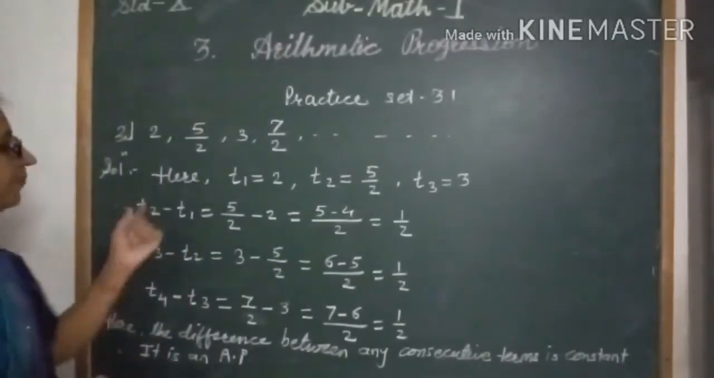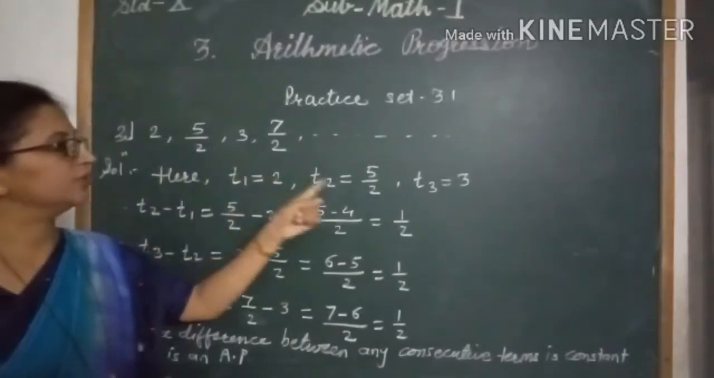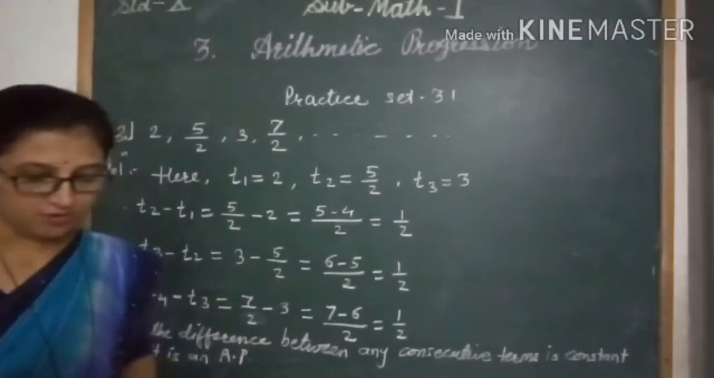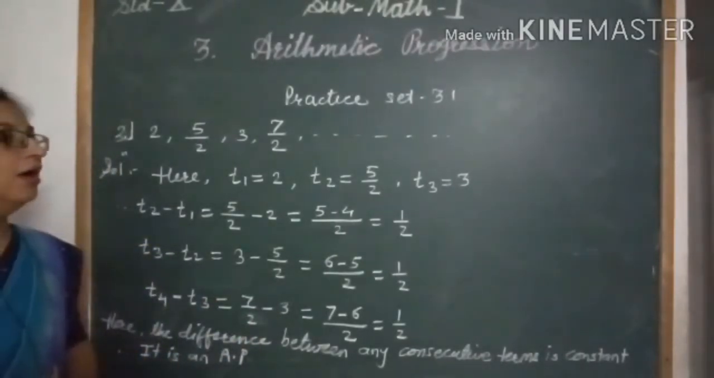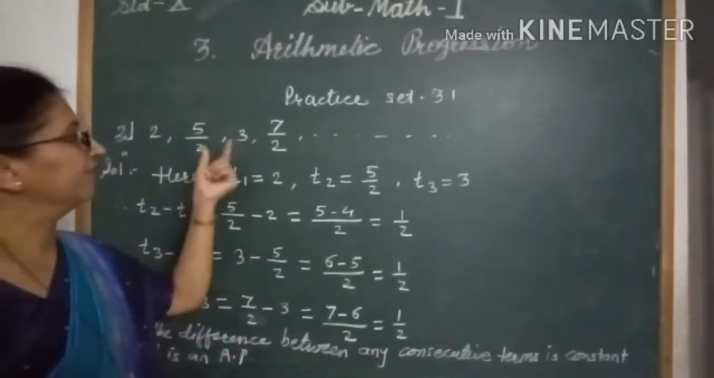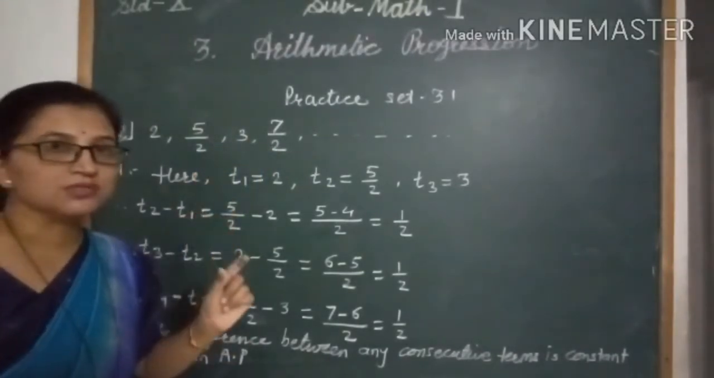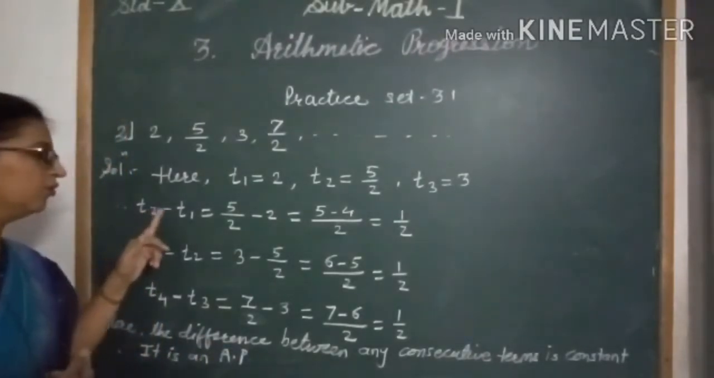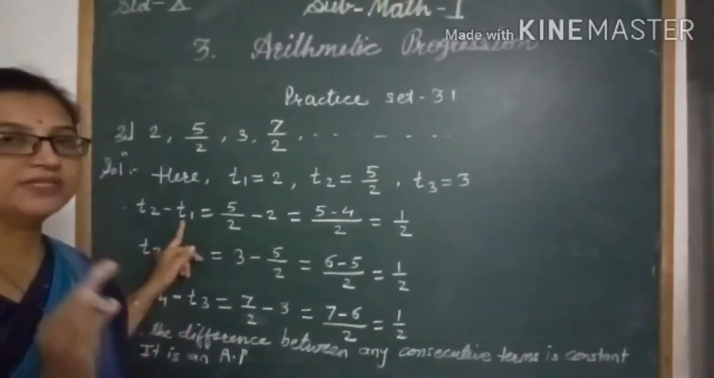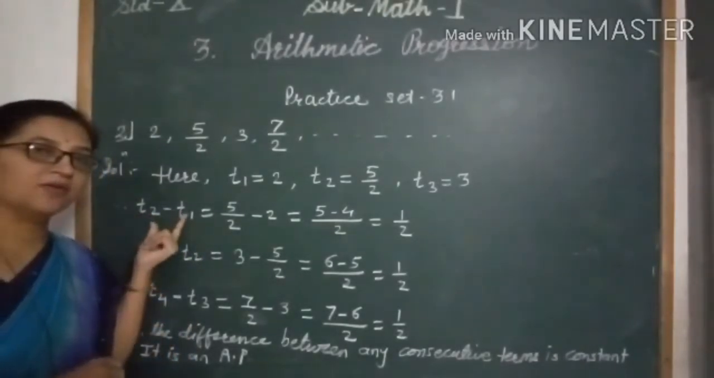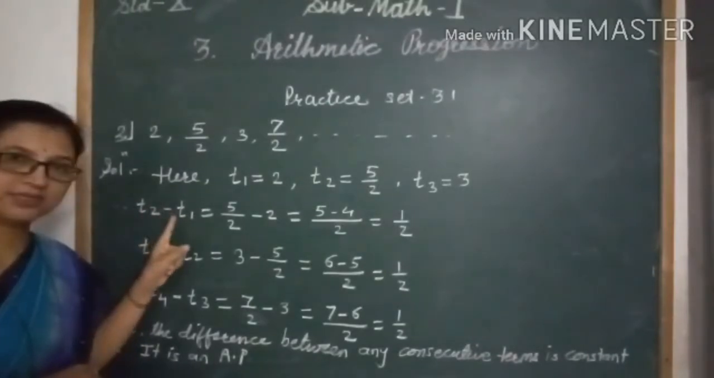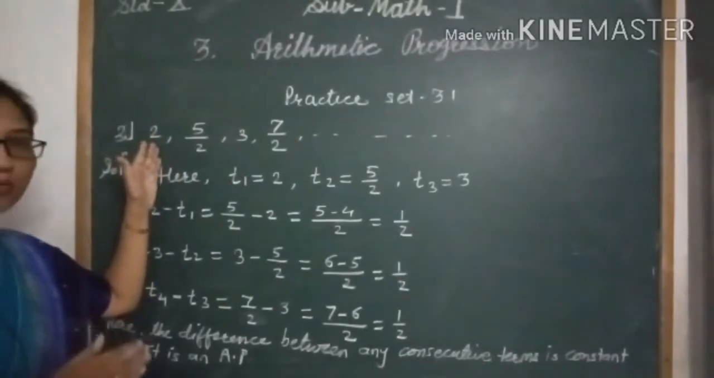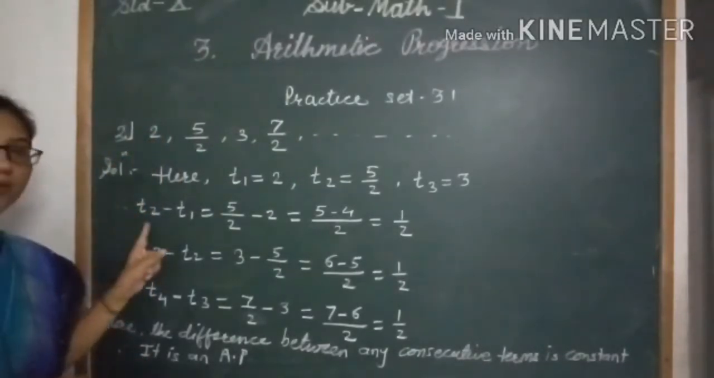For that, we will write here T1 is equal to 2, T2 is equal to 5/2, T3 is equal to 3 and T4 is equal to 7/2. Okay, so here as we have studied, if the difference between any two consecutive terms is a constant, then we can say it is an AP. So let's check that. For that we will do T2 minus T1. Dear students, always keep in mind, whenever we find the difference, it should be T2 minus T1. Whether our T2 is greater or smaller than T1, we do not have to mind that. Otherwise it should be T2 minus T1.